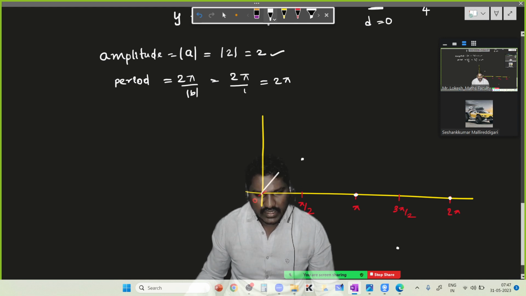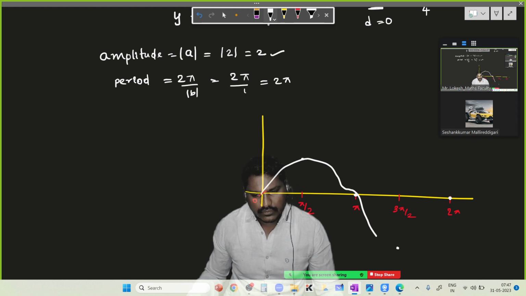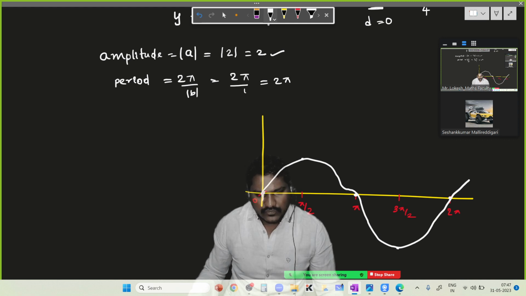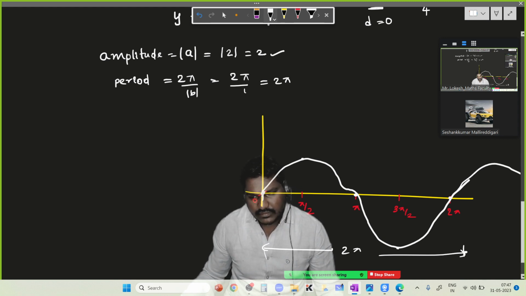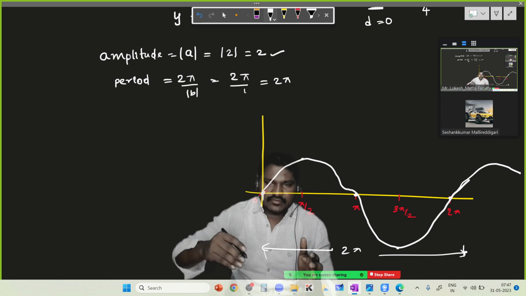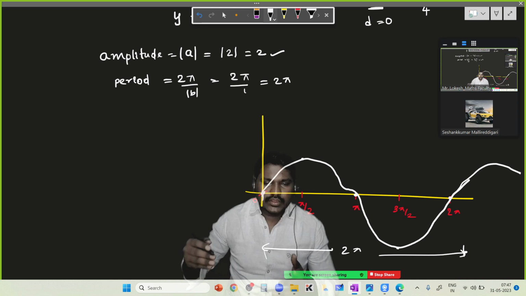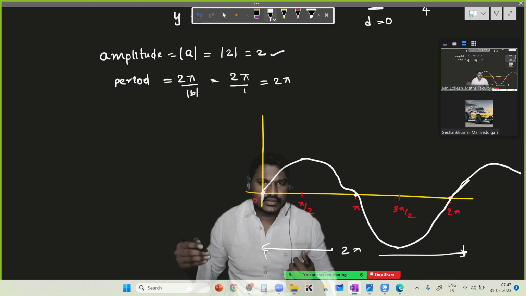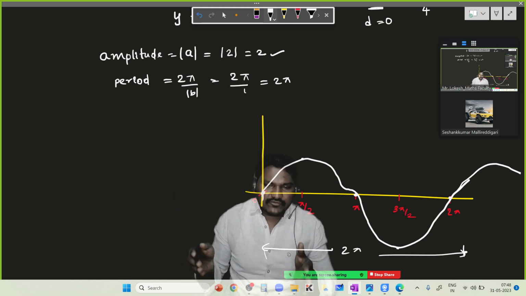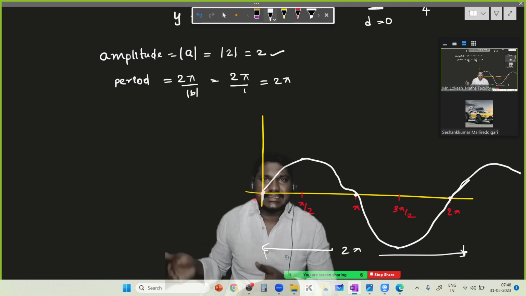So if we plot the graph, see, for an interval of 2 pi, again the graph will become like this. Again the graph will become 1 at 5 pi by 2, that is 2 pi plus pi by 2. Again it will become 0 at 6 pi. See, that means for every interval of 2 pi radians, the graph starts repeating its cycle.